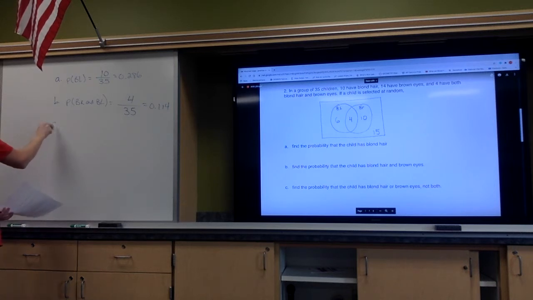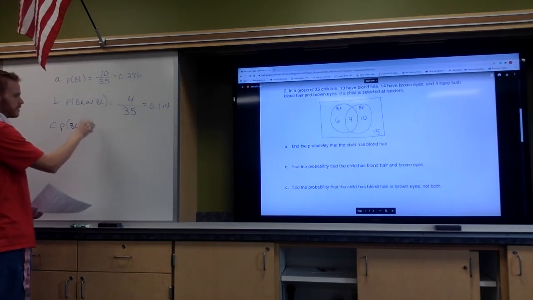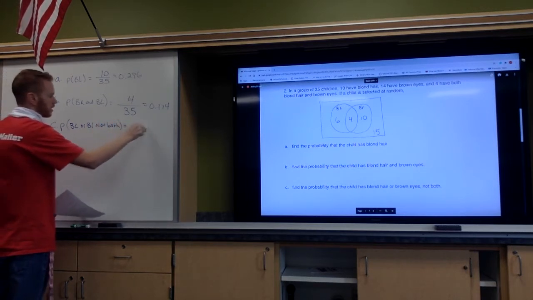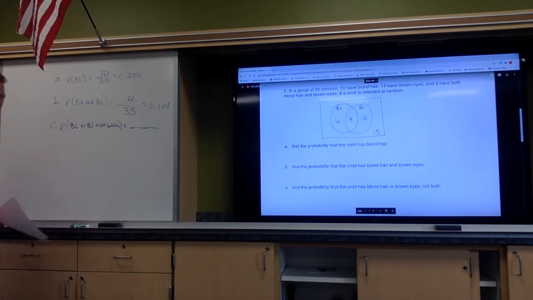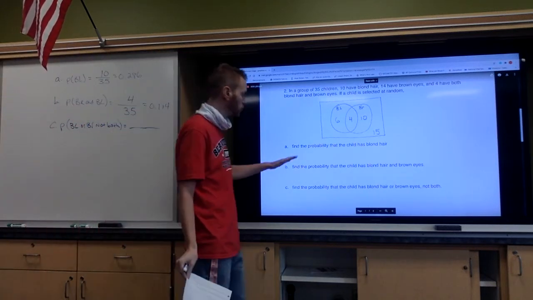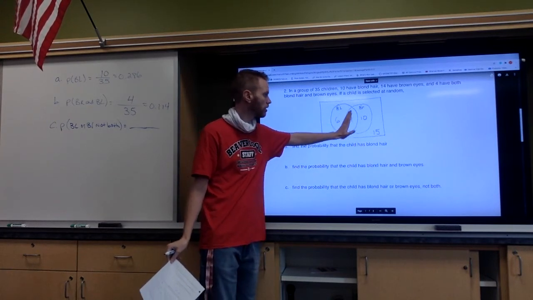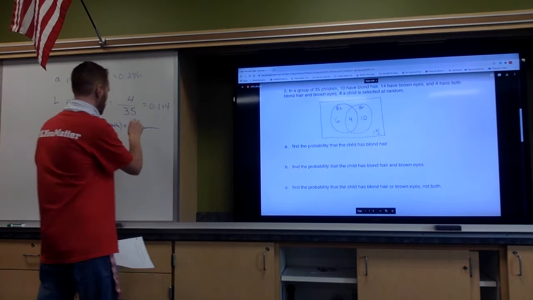Last one, part C. The probability that you have blonde hair or brown eyes, not both. It's a goofy looking division sign, sorry. So both of them's not allowed. Okay, well, we can do this. The Venn diagram helps us out quite a bit. So how many just have blonde hair? 6, right? See how it's not part of the bubble that's brown eyes? So just 6 of them.